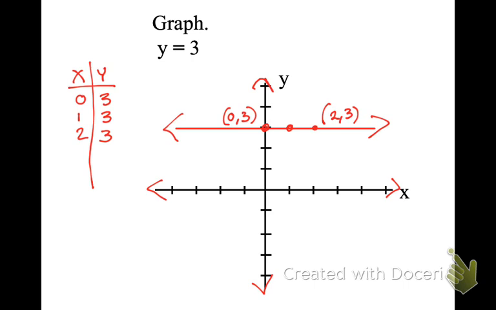Okay, questions. So every time it's a y equals, it will be what? Horizontal line. Y equals. That's on the coordinate plane. If they say graph y equals 3 on a number line, it's going to look different. But on a coordinate plane, it's a line and it's always going to be horizontal.